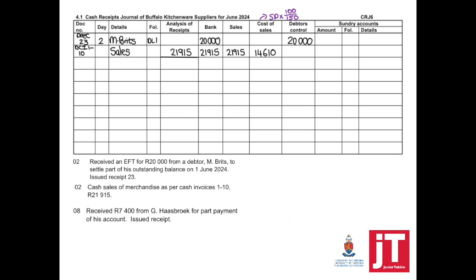Day 8, received 7,400 from Gehaasbroek for part payment of his account. Issued receipt. Source document, duplicate receipt number 24. Day 8, from who did we receive the money? Gehaasbroek. How much? 7,400. For what reason? This is a debtor. That's why it goes under debtor's control.